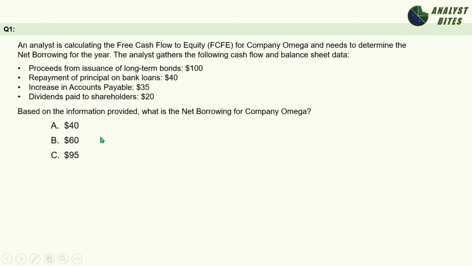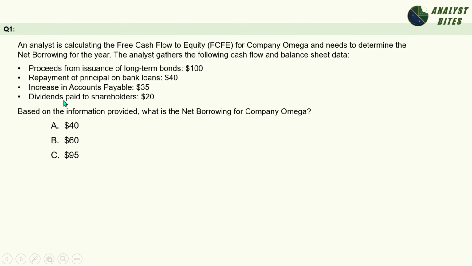First, let's look at the first two items. Issuance of long-term debt brought in 100. This is borrowed money, so it's an addition to net borrowing. Repayment of bank loan principal resulted in an outflow of 40. Since this is paying back the debt, it's a subtraction from net borrowing. Both of these are iron blocks that our interest magnet can attract.